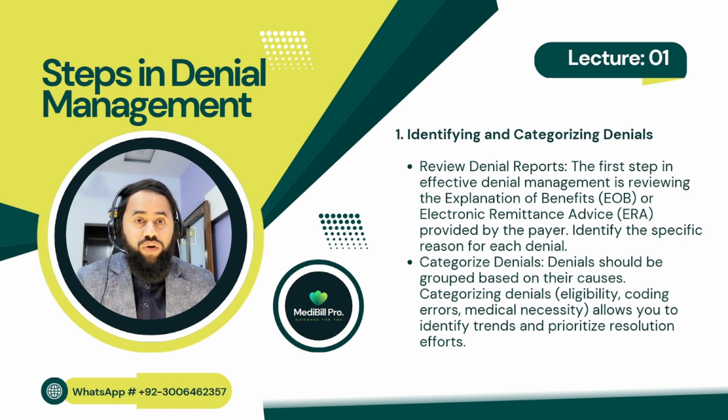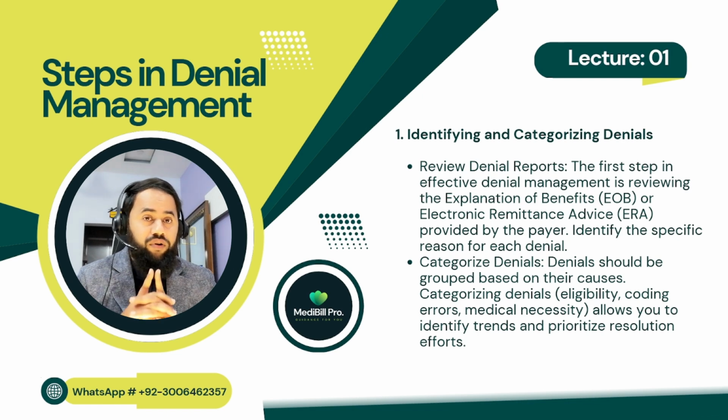Okay, so you need to identify what the basic kinds of denials are and how you can fix them. Let's start with reviewing denial reports. The first step in effective denial management is reviewing the explanation of benefits. As I've already mentioned, insurance companies send us the EOBs, the explanation of benefits, when they adjudicate or process a claim.